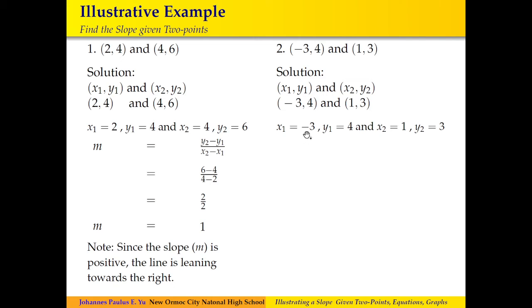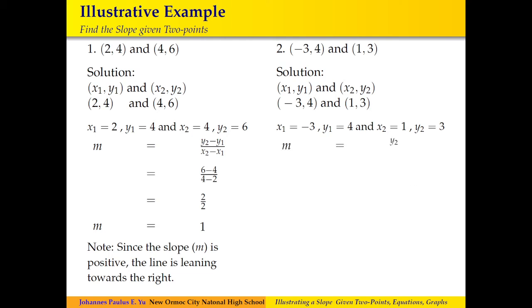So you might be wondering, why do you keep on repeating, sir? This is now the crucial part, because based on the two examples, in the first example, we don't have a negative value. All of these values are positive. While in the second example, we have a negative value. So you must be very careful in substituting the values in the slope formula.